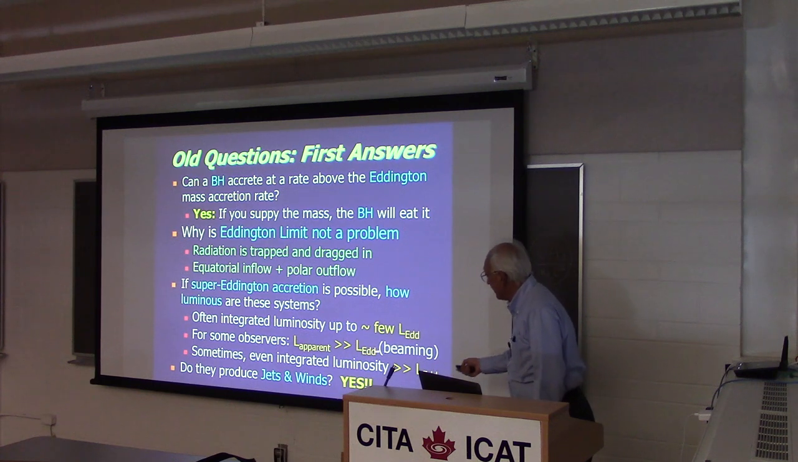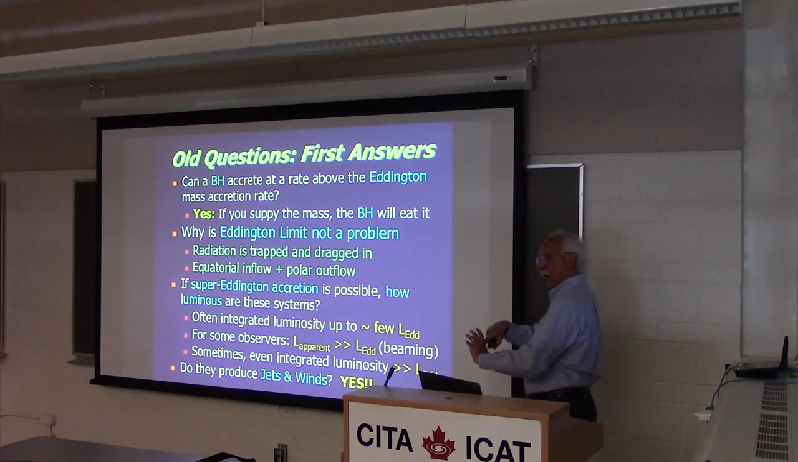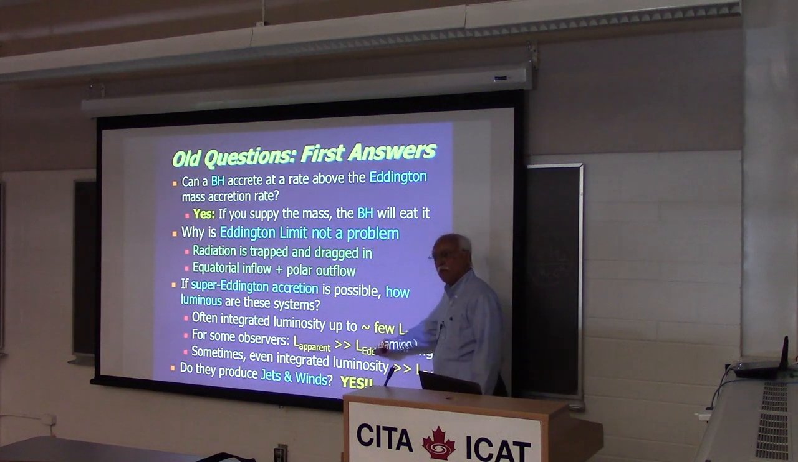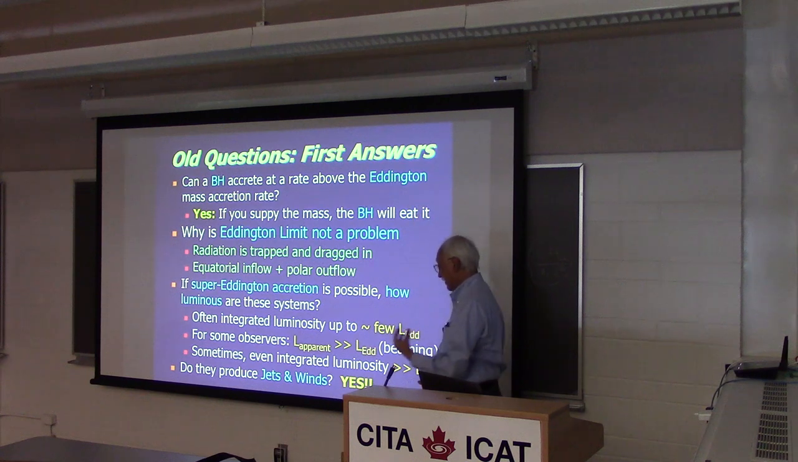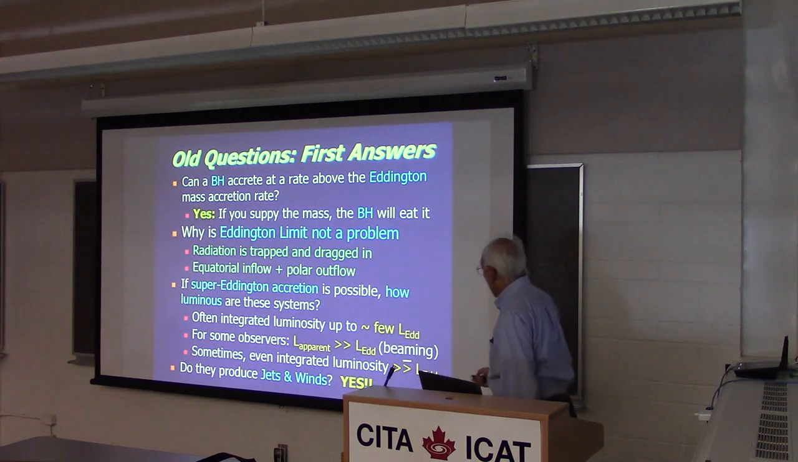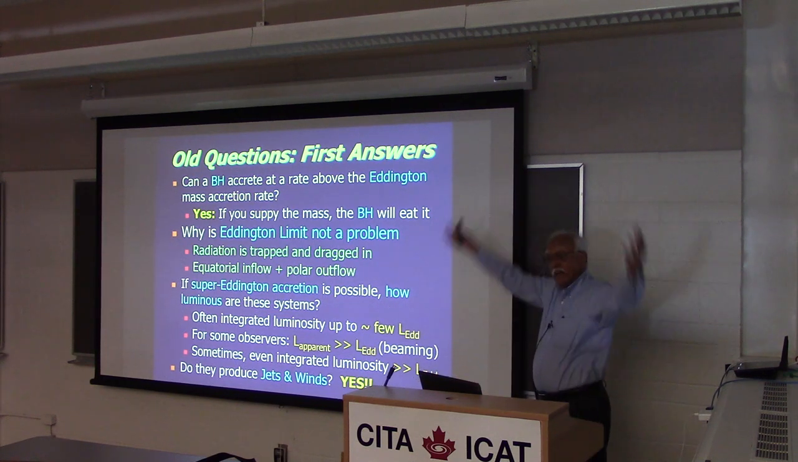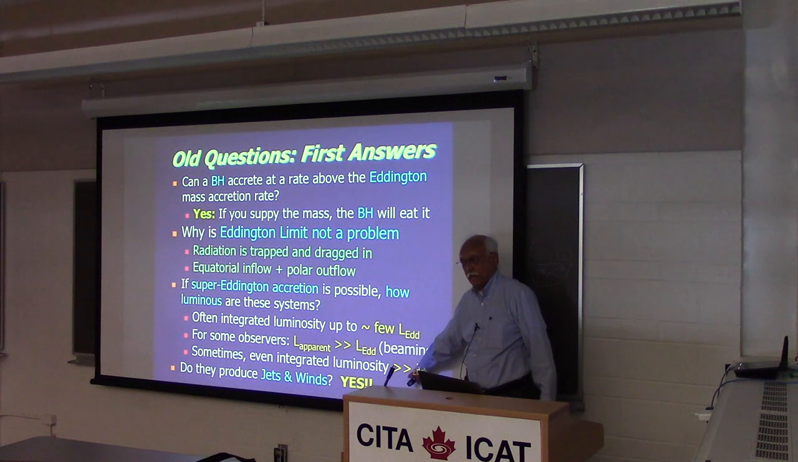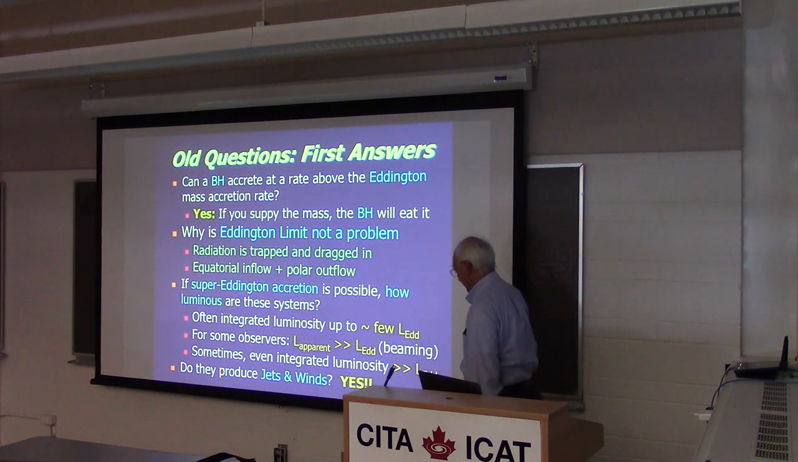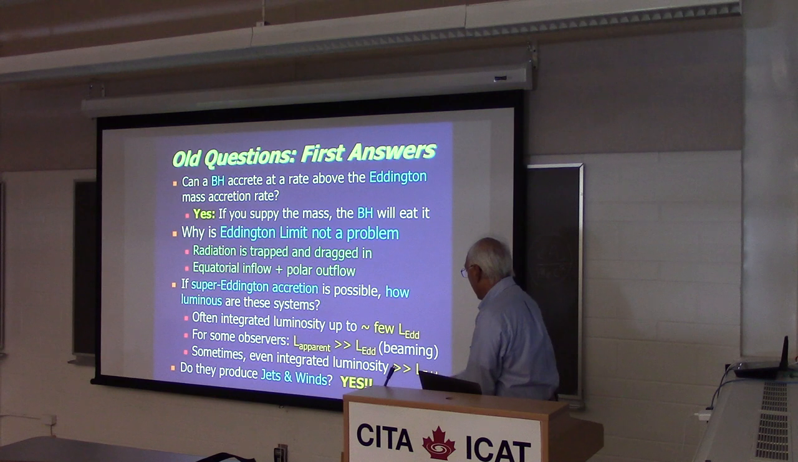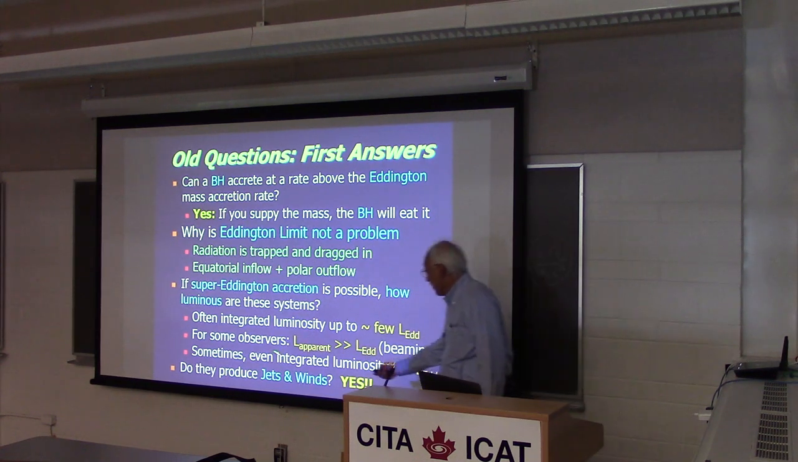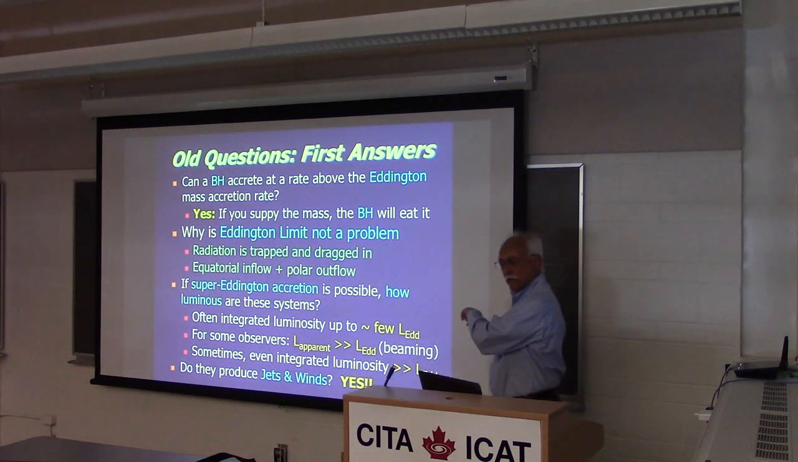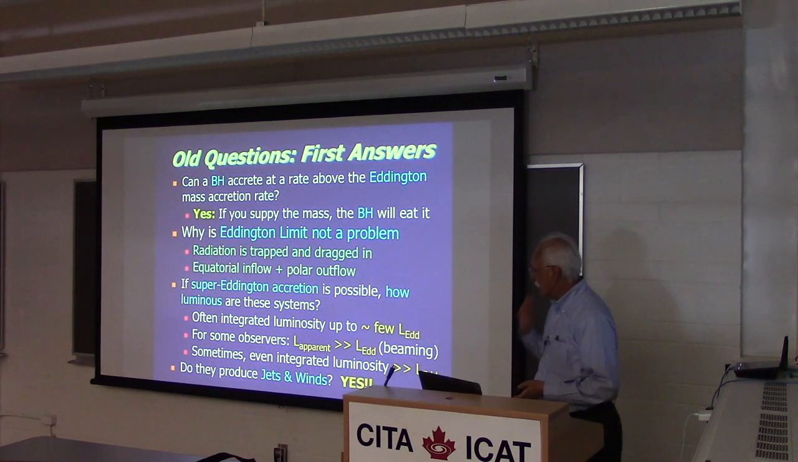Also, as you can imagine, the apparent luminosity, if you happen to look down the barrel, can be much, much greater than Eddington because of the extra beaming and other effects that come from the funnel. I'm going to show you that, in fact, there can be cases where even the integrated luminosity can be much greater than Eddington. And I'll come to that if there is time. Do they produce jets and winds? Yes, winds certainly. Winds always. You saw that case that had a wind. Real relativistic jets, I'll show you what it takes to make a relativistic jet in this super Eddington regime.